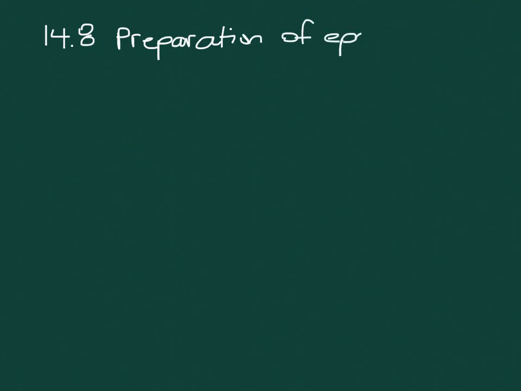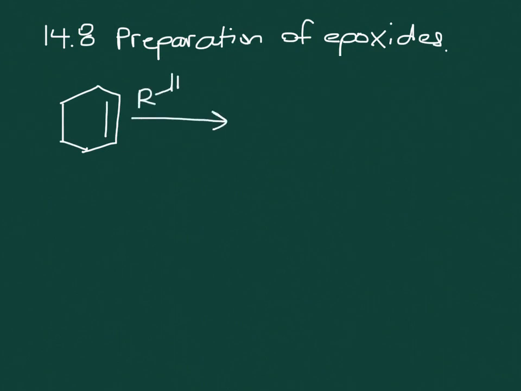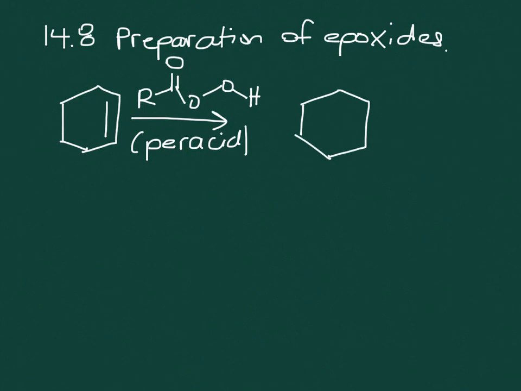Let's move on to section 14.8 and look at the preparation of epoxides. We've already learned about how to prepare an epoxide from an alkene. So if you treat an alkene with a peracid, so this is a peracid, you get an epoxide.